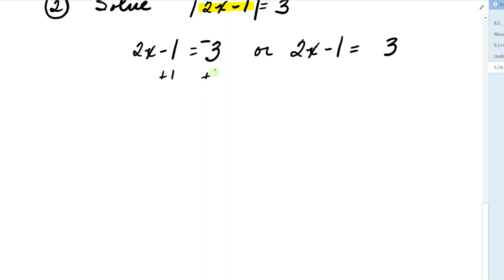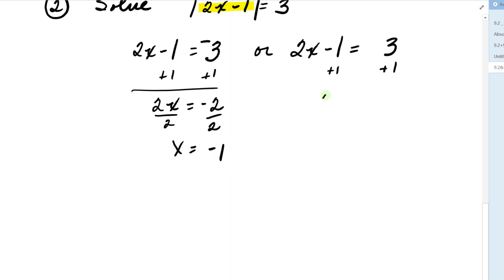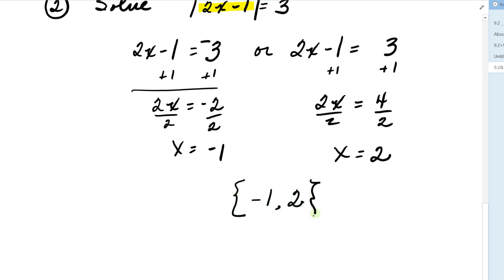All right, solve this equation. Add 1, add 1. I have 2x is equal to -2. Divide by 2. x is -1. Or add 1, add 1. 2x is 4. Divide by 2, divide by 2. x is 2. My solution set is -1 and 2. Those are the two different values that could make that equation true.